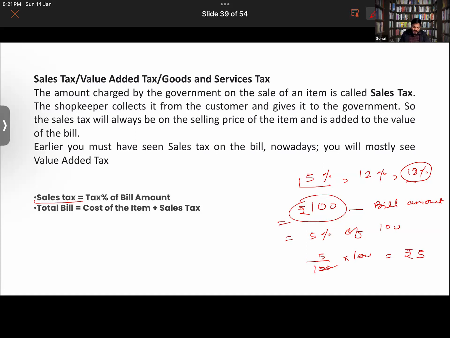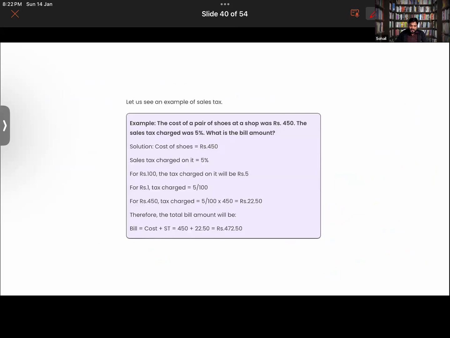Okay. And total bill will be the cost of the item plus sales tax. Cost of the item was, Ahmed, 100 rupees. And Arhan, sales tax is rupees 5. So thereby total bill to be paid is rupees 105. So hope that is clear. Okay, have a look at some question also.